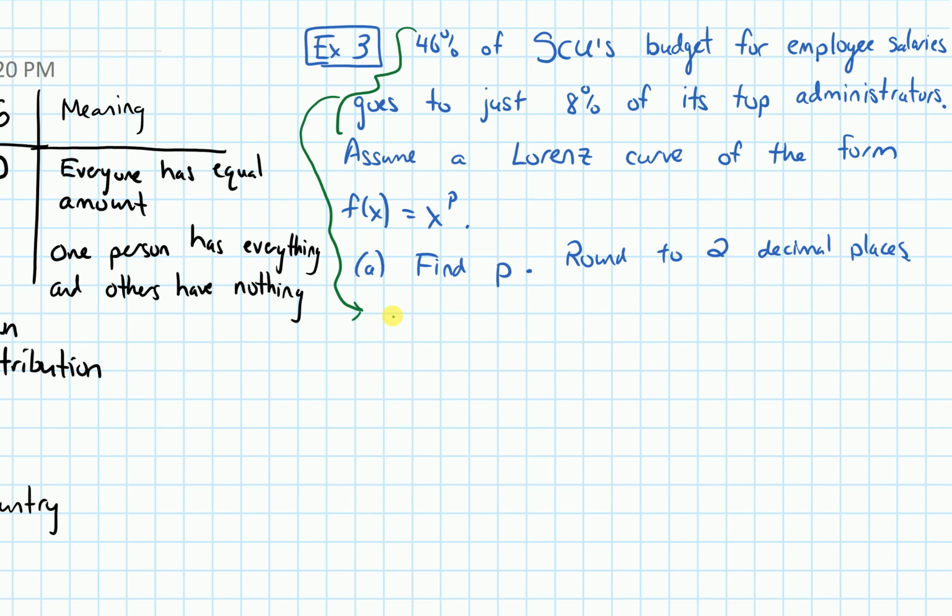The way I can do that with the Lorenz curve is, I have to keep in mind that we need to be able to formulate a sentence like, the bottom something percent of my population get some percent of the resource. So this first blank refers to the population. The bottom what percent of the population get what percent of the resource.